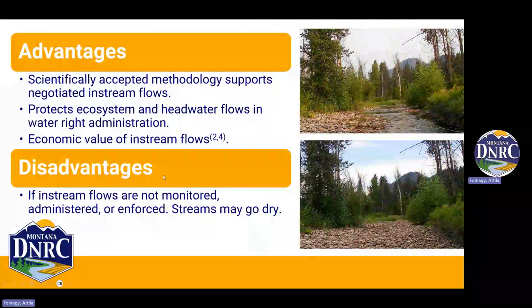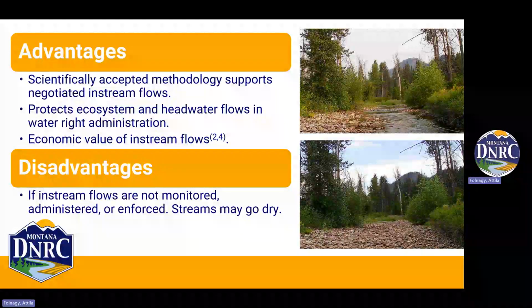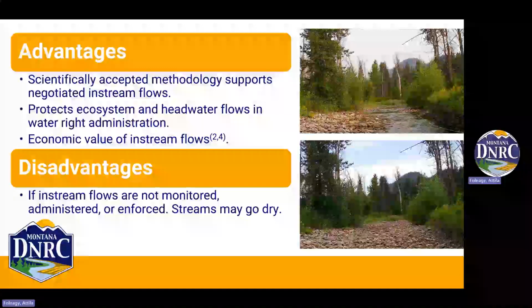The wetted perimeter method is the methodology that is used to support these negotiated in-stream flows in the Forest Service Compact. These in-stream flows protect ecosystem and headwater flows in the water right administration process. Economic value of in-stream flow has been well documented, and I include some references on the next slide. If in-stream flows are not monitored, administered, or enforced, streams may go dry.